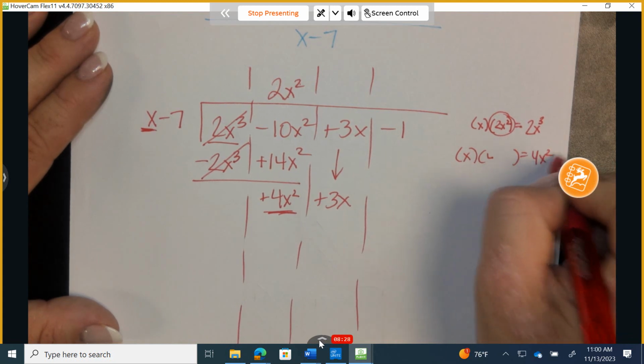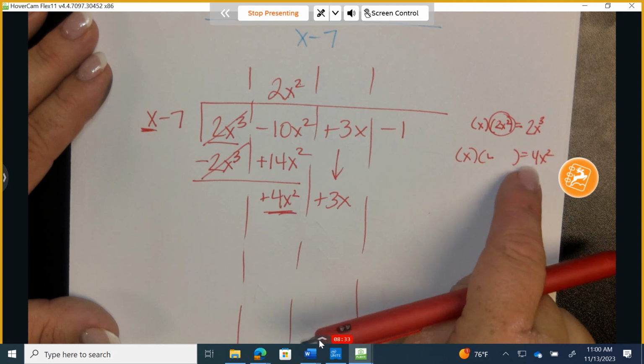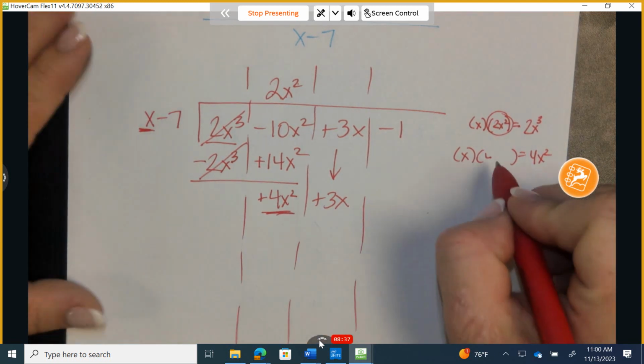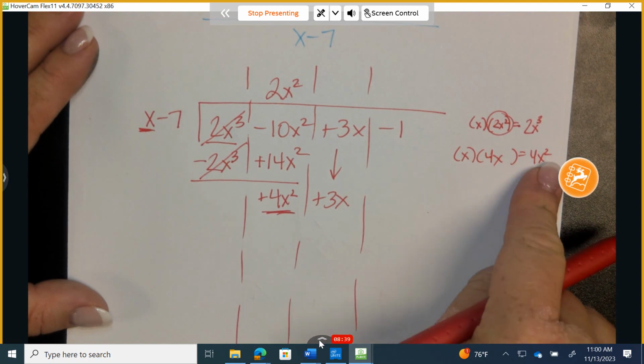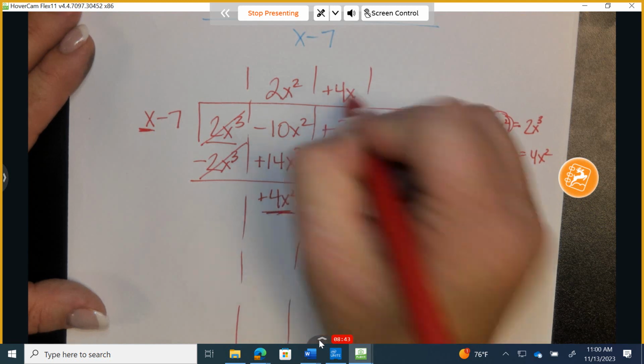I almost gave you the answer. X times what? Do not shout it out. X times what gives you 4x squared? Turn to your partner, go. X times what is 4x squared? 4x. Let's make sure that is 4x squared. So 4x is my correct quantity. So positive 4x goes up top.